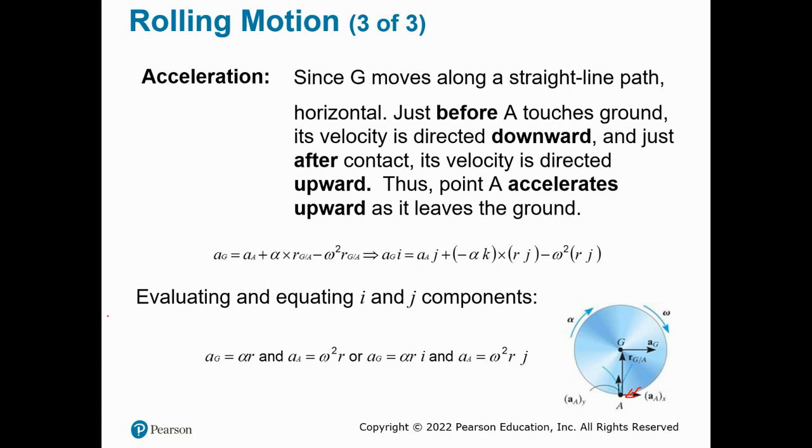So we come up with this equation, AG equals AA plus alpha cross RG/A minus omega squared RG/A. So over here, AG I equals AA J plus negative alpha K cross R J minus omega squared R J. Evaluating and separating the I and J components, you have AG equals alpha R, AA equals omega squared R, or AG equals alpha R I, and then AA equals omega squared R J.